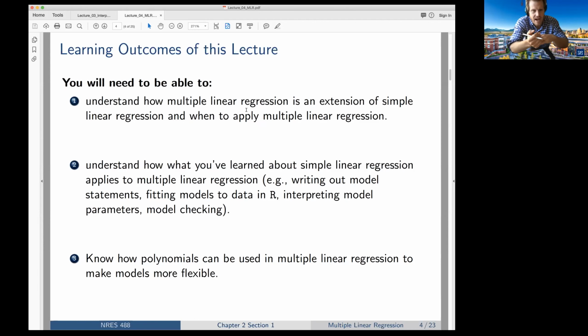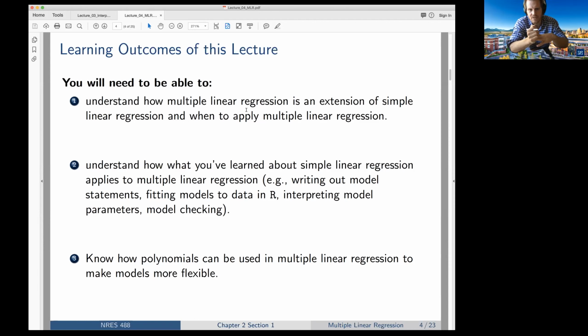Number 2 is understand how what we've learned about simple linear regression applies to multiple linear regression, and that includes things like writing out our model statements, both the fitted model statement and the general model statement, how to fit these models in R, and it's an easy extension in R to do that. Interpreting model parameters, it's very similar to what we saw before. And then model checking again. Do we have a good model?